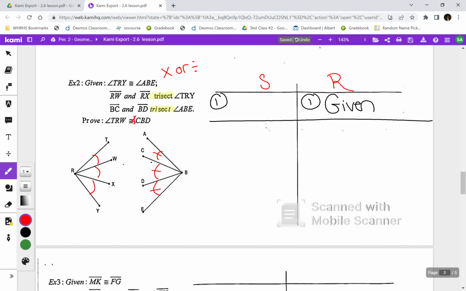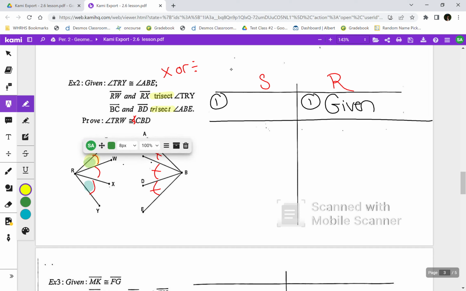Does that make sense? So I wasn't asking you to prove like this and this. If I was saying, okay, prove these two angles in the same angle congruent, then it would just be def of trisect. But I'm saying prove one angle from this and one angle from that to be congruent. So then the def of trisector doesn't relate those.